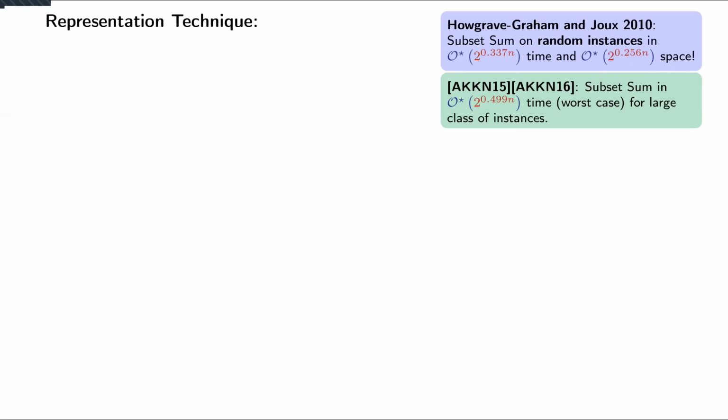What they basically showed is they introduced this super nice technique that is called the representation technique. Next, it was used by Ostrin, Koivisto, Karski, and Nederlof to solve subset sum faster than meet in the middle for large classes of instances.